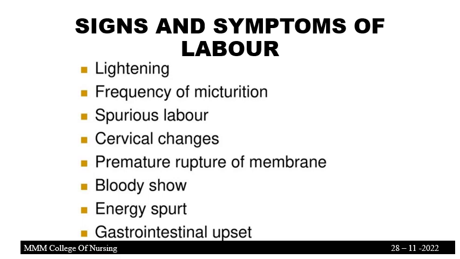And the cervical changes. So you already know the cervical changes, how the cervix will be, how we feel the cervix when you do a vaginal examination. It will be very, very soft. Okay, and premature rupture of membrane. This can happen because of the bulging of membranes into the cervix.